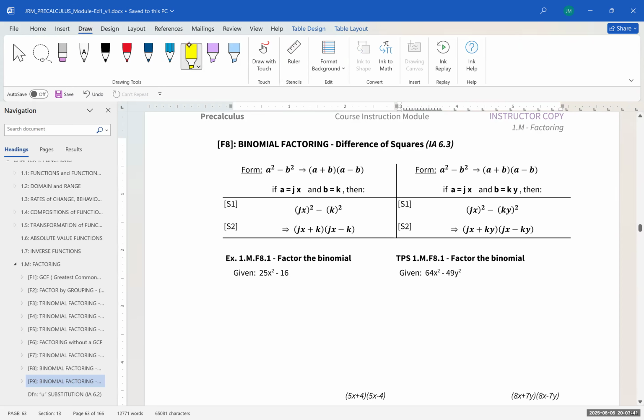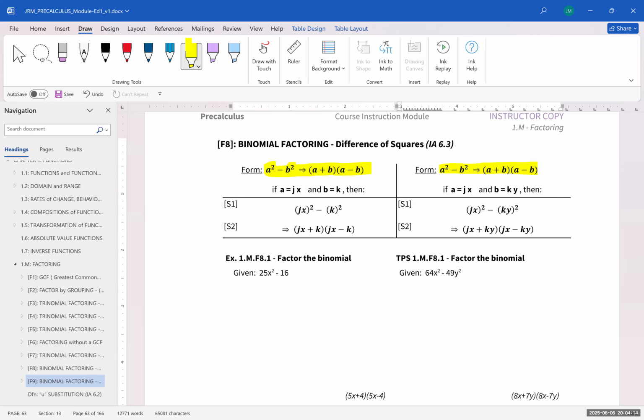All right, this next factoring method is called binomial factoring, difference of squares. Here we've got the form a squared and b squared, and there's a difference between the squares, hence the name, difference of squares. The way that I've taught this factoring, I've got one variant on the left and another variant on the right. And it looks like these are identical on either side.